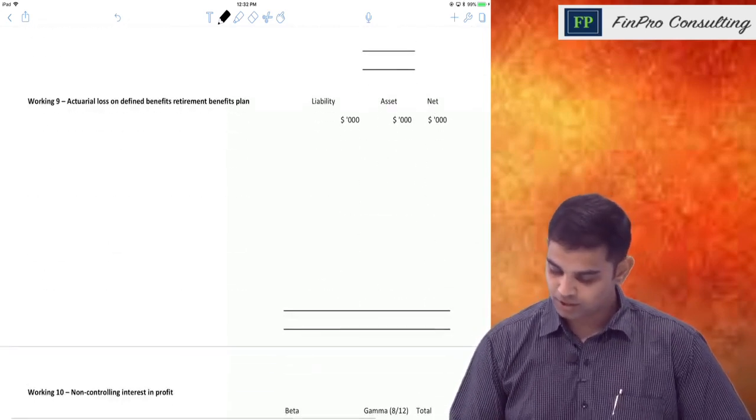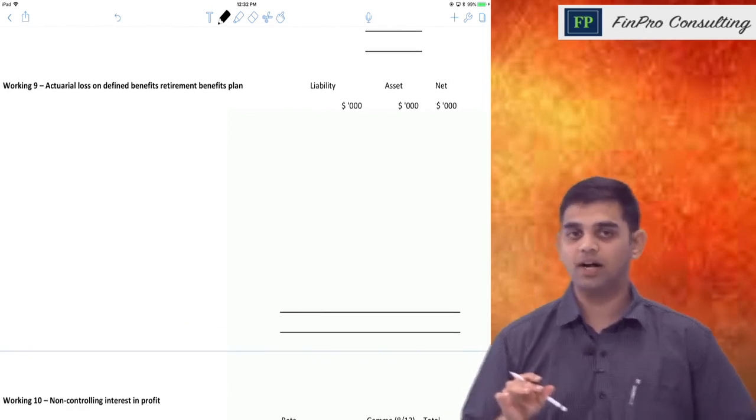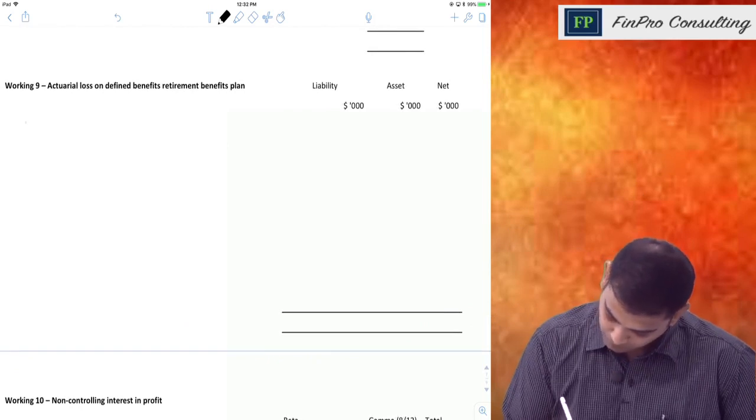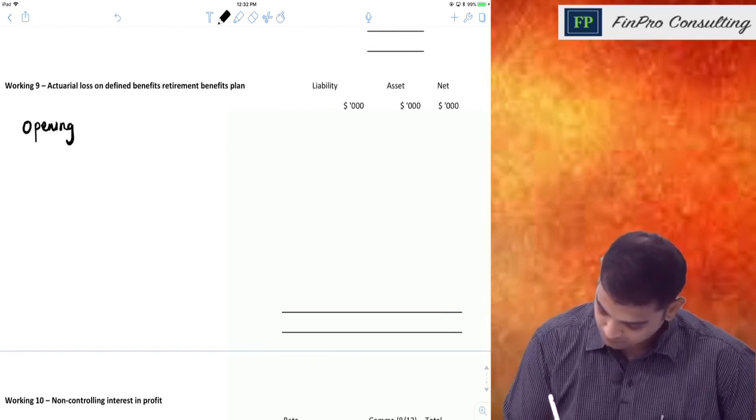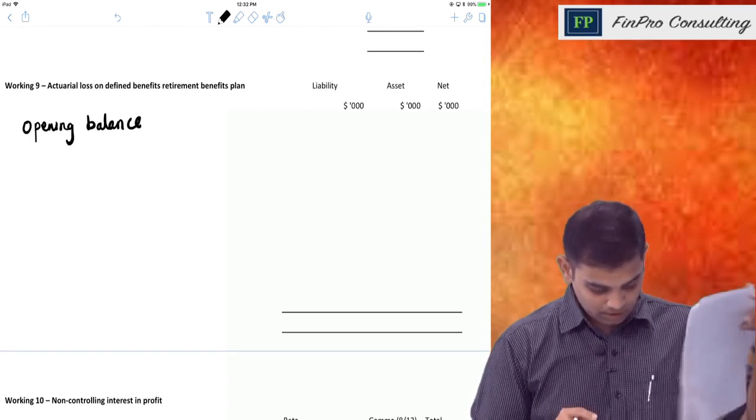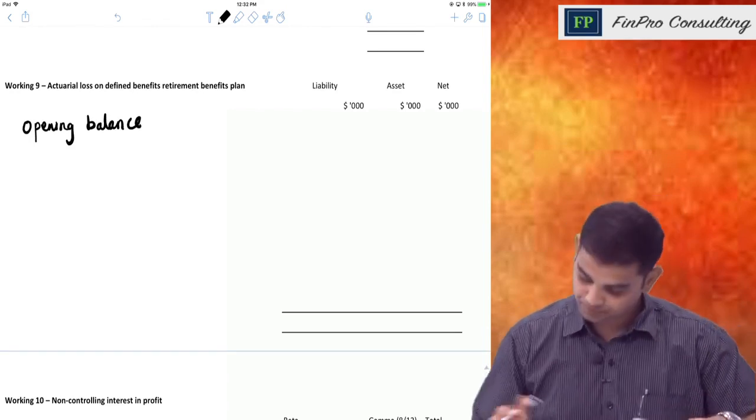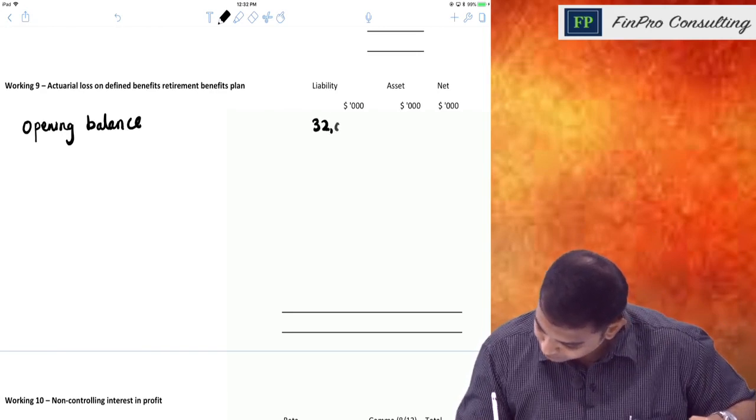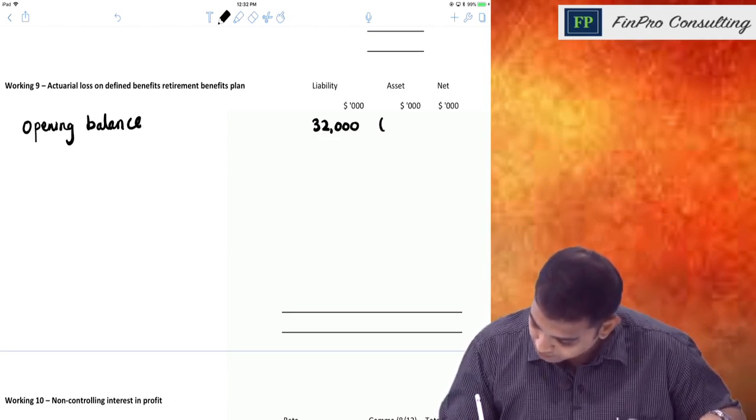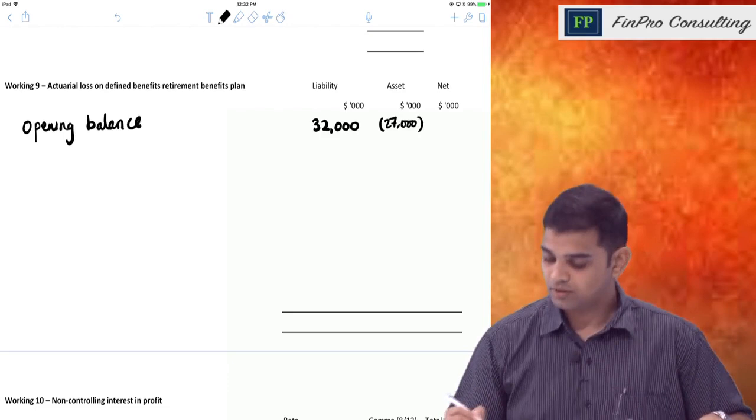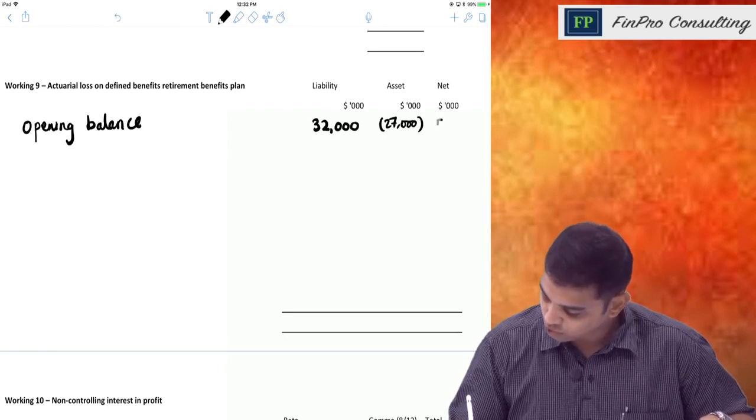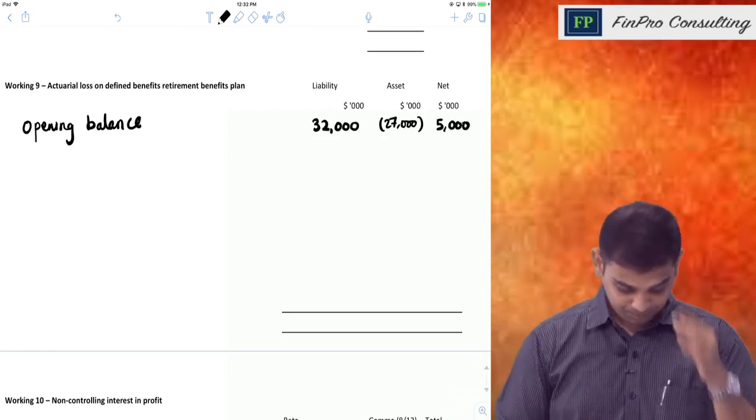Now, on working note number 9. Now, how do I start? I always start at the opening balance. What is my opening balance? Liability is 32 million. So 32,000, and asset is 27,000. So I will write asset in bracket. So there is a net liability of 5,000 on the opening. Okay.